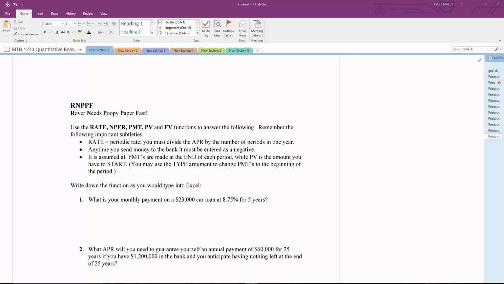All right, so this worksheet, RNPPF, is about using some financial functions in Excel. So we're going to learn how to type things in Excel, but also how we can do some of this by hand, right? Also, we're going to learn about what's called an amortization schedule.